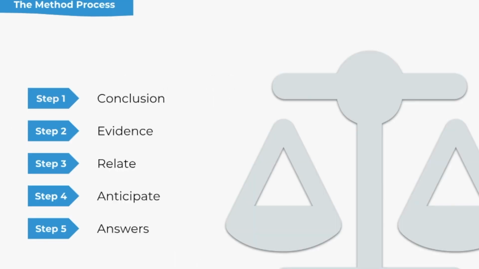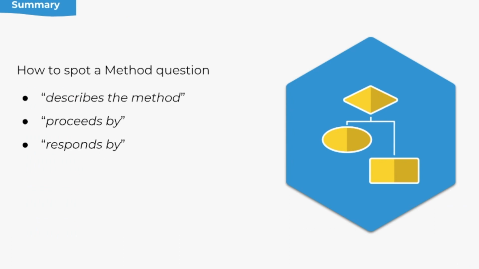So the process, remember, for method questions: find the conclusion, find the evidence for why it's true, then discover the relationship between those two, use that relationship to anticipate an answer, and then use trap answers as you work through the answer choices. You spot a method question by the language in the question stem itself. You're looking for language that says describes the method or proceeds by or responds by. These are some pretty common language cues. You also want to give some flexibility. You'll see these in other ways, but you're looking to figure out how does the method occur or how does somebody respond to someone else.